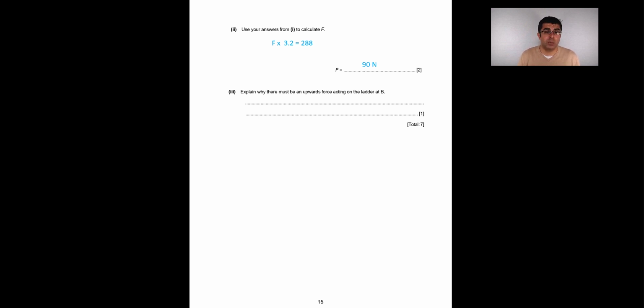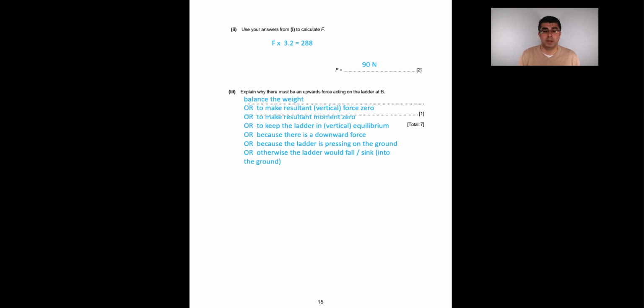Part 3 was very well done. Explain why there must be an upward force acting on the ladder at point B. Well, a lot of people got a right answer here. There were many answers: to make the resultant force 0, to make the resultant moment 0, to keep the ladder in equilibrium, because there must be a downward force, because the ladder is pressing on the ground, to stop the ladder sinking into the ground. I mean, this part was actually very well done by the vast majority of students.